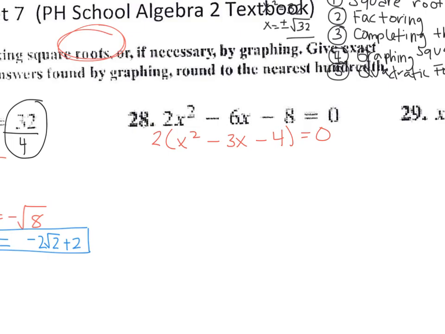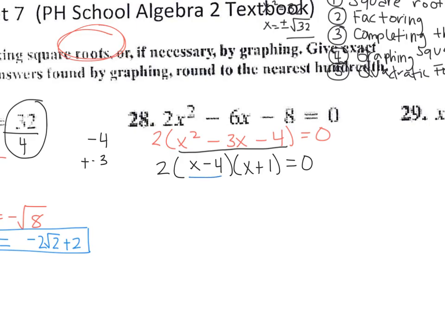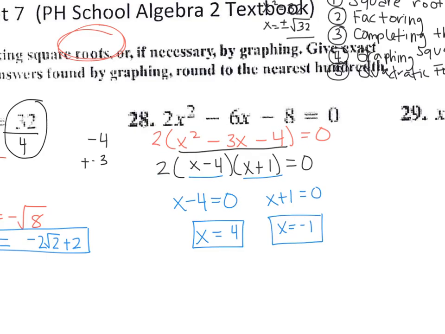Now I'm going to see if I can factor this part. So I do factors of negative 4 that add up to negative 3. Factors of negative 4 that add up to negative 3 are going to be x minus 4, x plus 1 equals 0. Then you set each one of these factors equal to 0. So you do x minus 4 equals 0 and x plus 1 equals 0. So x equals 4 and x equals negative 1. Even though 2 is a factor, you can't set 2 equal to 0 because that wouldn't make sense. 2 can't equal 0.